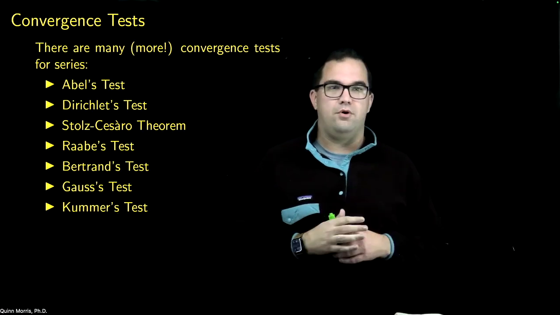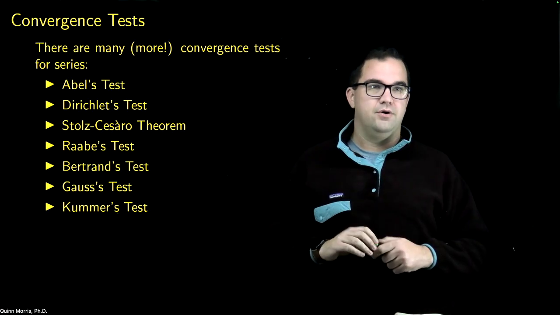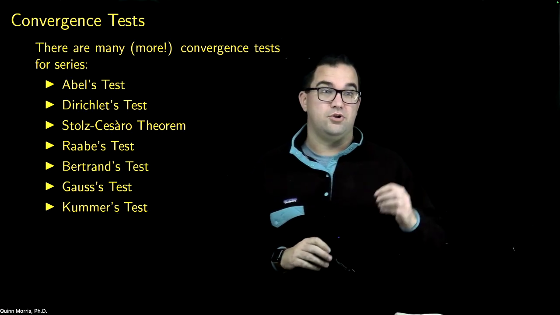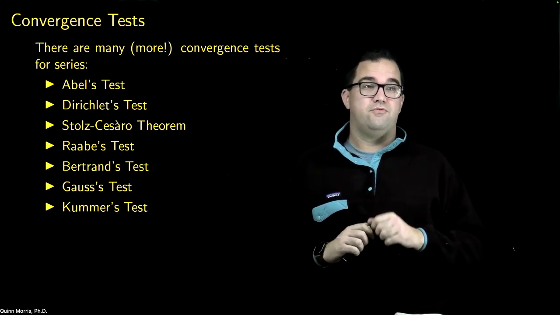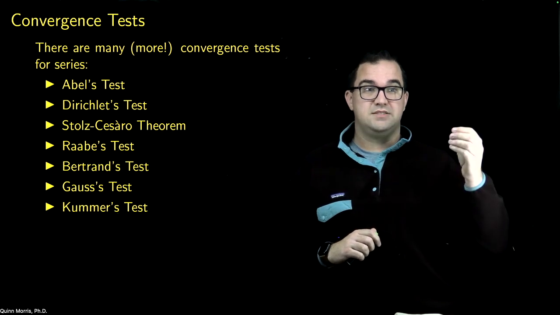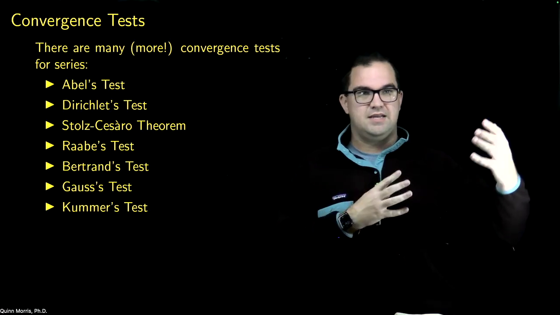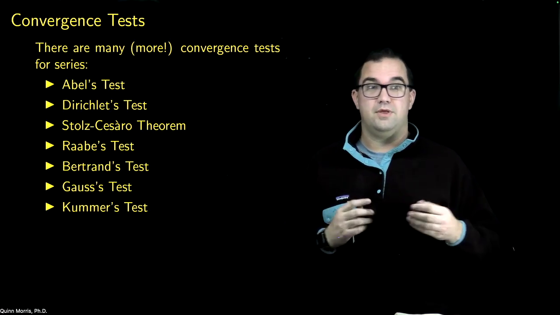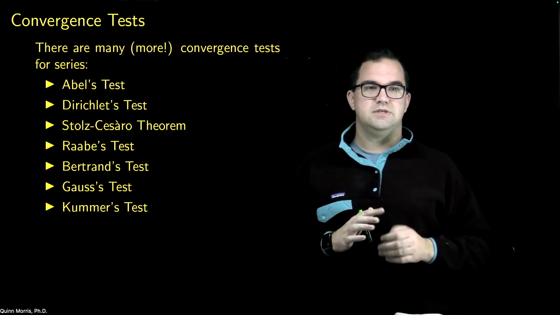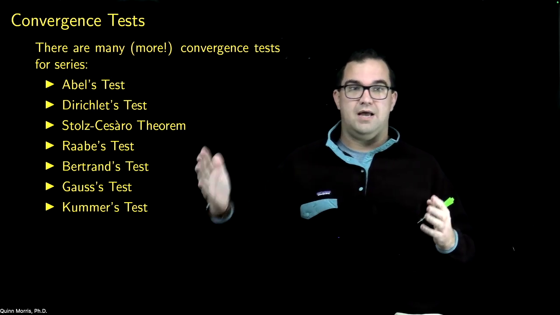And of course, there are even more convergence tests that aren't listed here when you start looking at particular types of series. For example, if you study Fourier series, there are particular convergence tests. There's one called Dini's test to help you determine whether a given Fourier series converges. So again, there are many more outside of this.